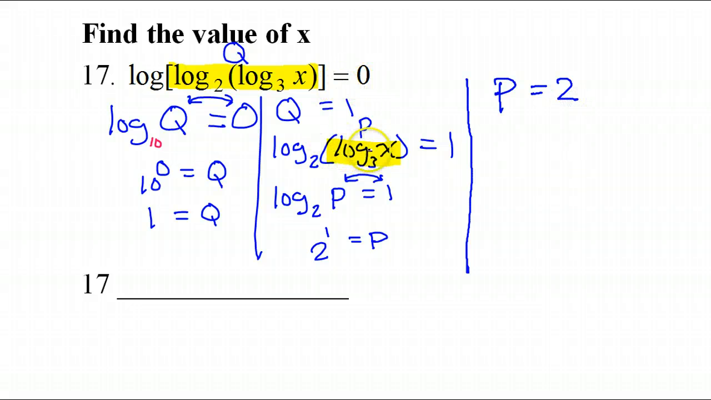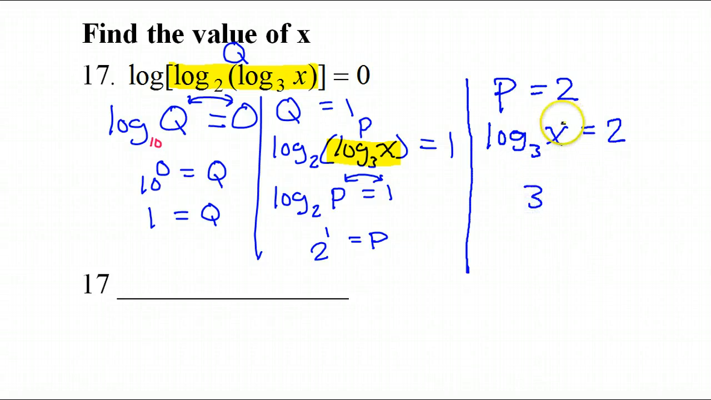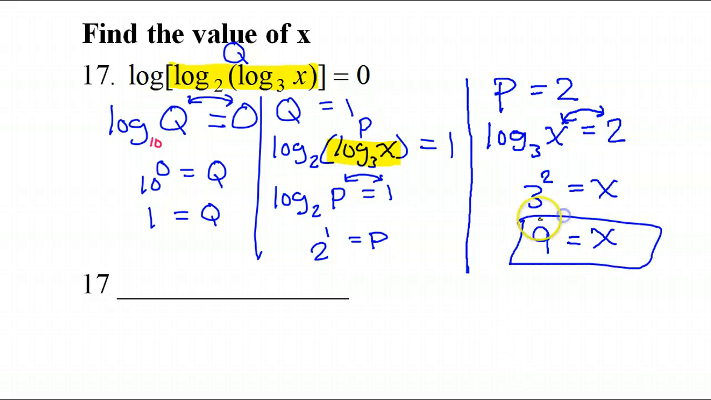Now remember what P was. This is P right here, this yellow part. In other words, P is log base 3 of x. So that means log base 3 of x equals 2. My goal is to find x. So once again I rewrite this in exponent form: you bring down the base and switch the rest. The 2 comes over here, so x is 3 squared, which is 9. So 9 is the right answer.